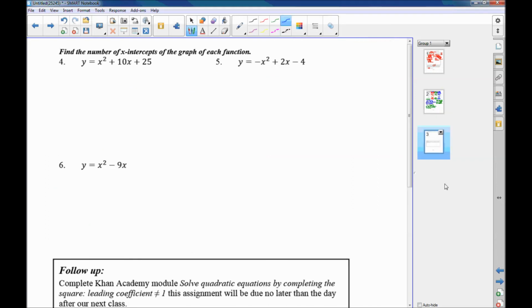Okay, on our third page here, we have the directions. Find the number of x-intercepts of the graph of each function. Notice it says find the number of. So we're not asked what they are. So once again, this is a job for the discriminant. Discriminant finds how many. Okay, it doesn't find what they are.